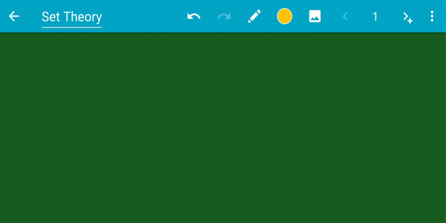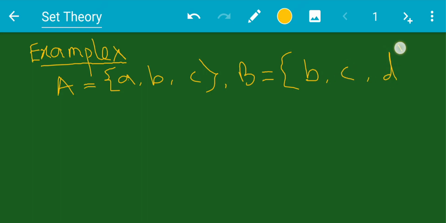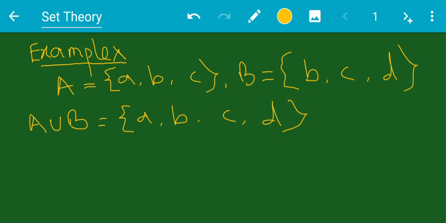Now we go through a few examples. See, A is equal to {A, B, C}, B is equal to {B, C, D}. Then A union B is {A, B, C, D}. We count everything that is in A or B. D is in B, so we include it. A is in A, not in B, but still it is in A, so A or B means it is included.